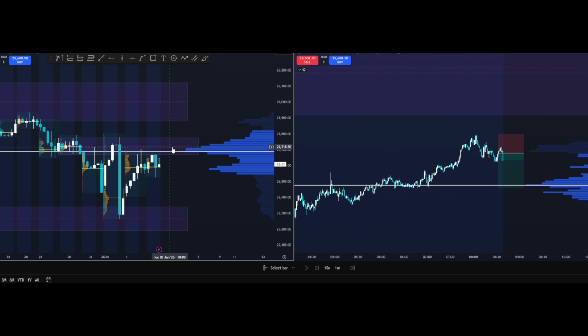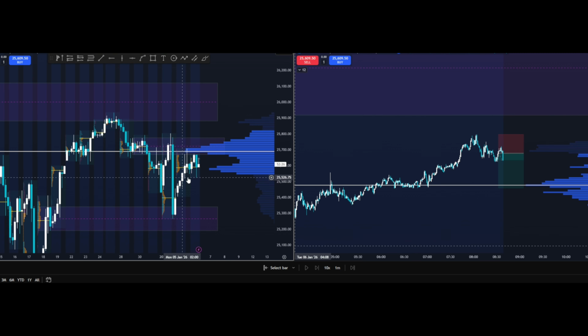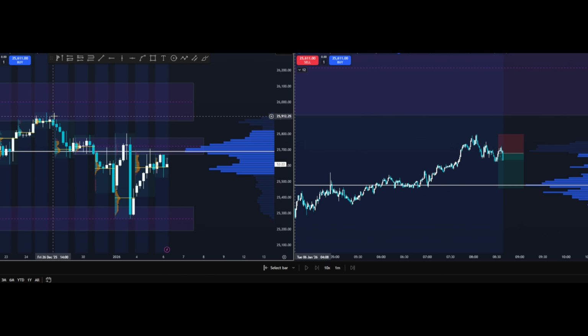So here, you can see we're respecting this high value area. On the right hand side I have this volume profile that's capturing from here to here. So wherever you scroll, it will just capture this volume profile. I only really care about this high and this low here, since today's price is kind of stuck in the middle. That's the only thing I care about.